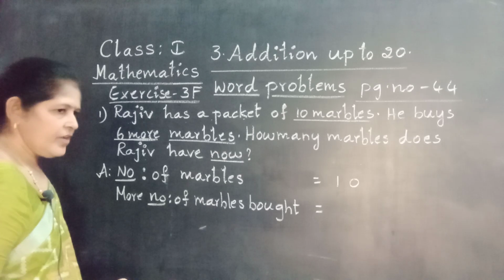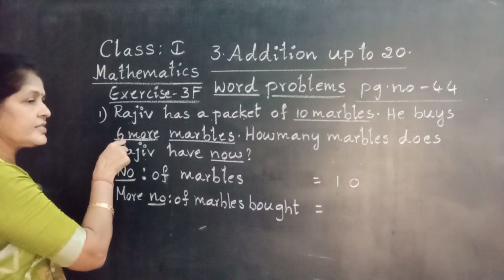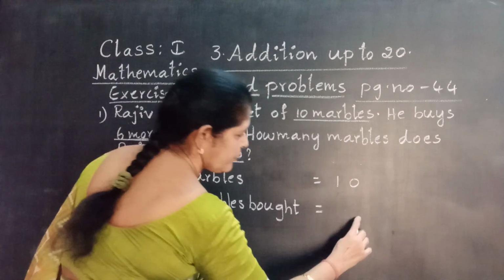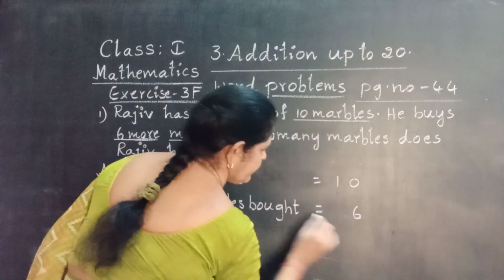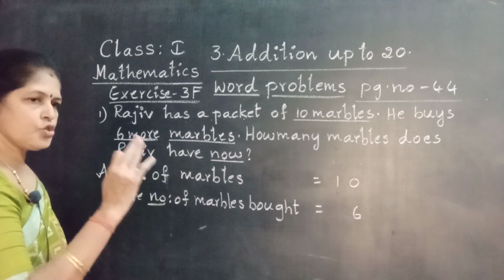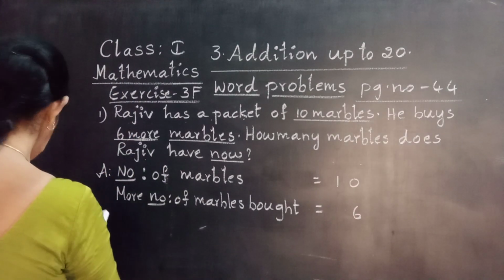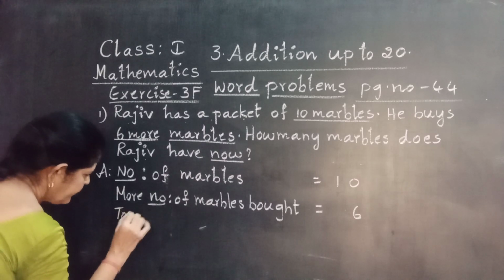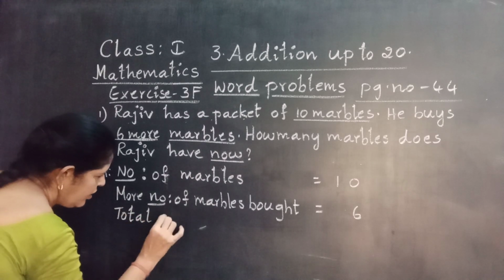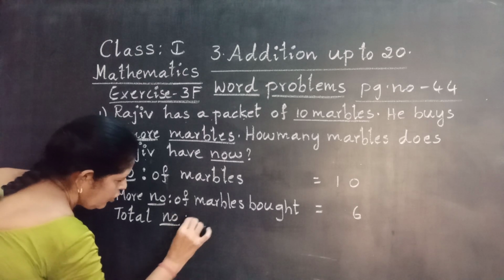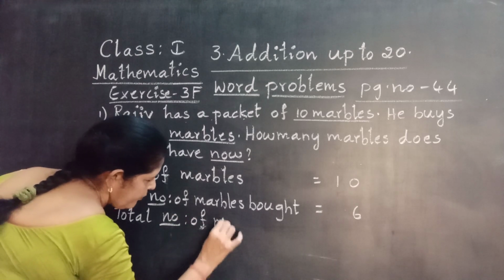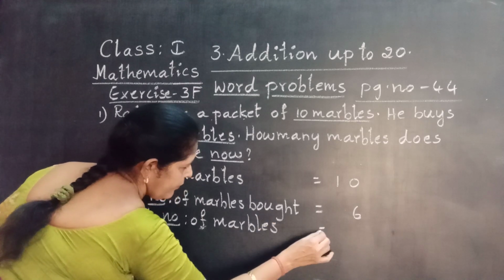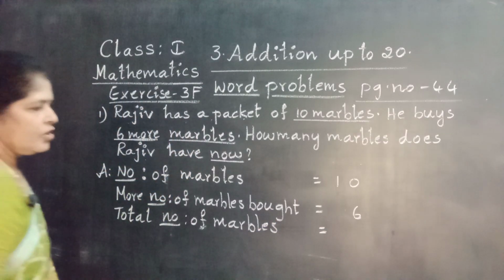Already Raju has 10. Again he bought 6 more. 6 is a one-digit number. Write it right below 0. Okay, 10 is a two-digit number, 6 is a one-digit number. Next, total. More is an addition word, no? That's why write total number of marbles. This is a class work sum. Total number of marbles.